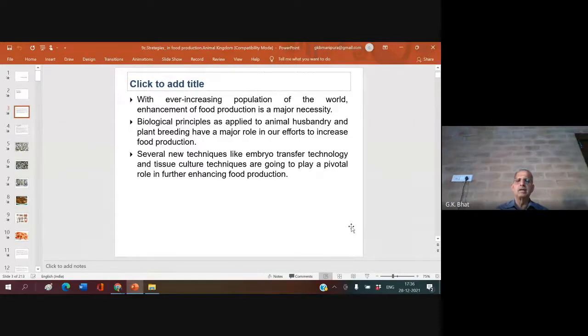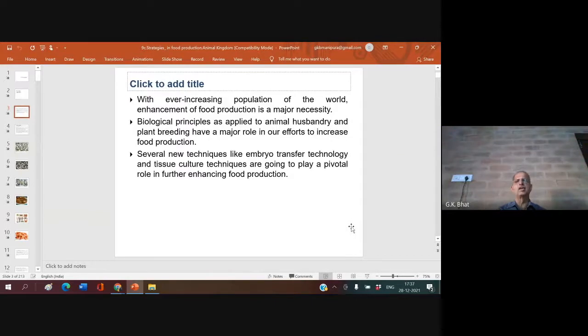We eat food to live. So at the time when population is increasing day by day, food production also should increase at the same rate. Biological principles as applied to animal husbandry and plant breeding have a major role in our efforts to increase food production. How do we increase our food production? By applying biological knowledge in the field of animal husbandry and plant breeding. Several new techniques like embryo transfer technology and tissue culture are going to play a pivotal role in further enhancing food production.